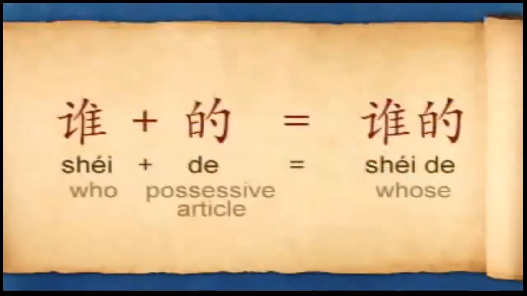Let's study the vocabulary for this lesson. First, we have the word 谁的, meaning whose. 谁的 is said with the second and neutral tones. 谁的 is possessive form for the word 谁, meaning who. Listen, 谁的, 谁的, 谁的. Now say it after me. 谁的.